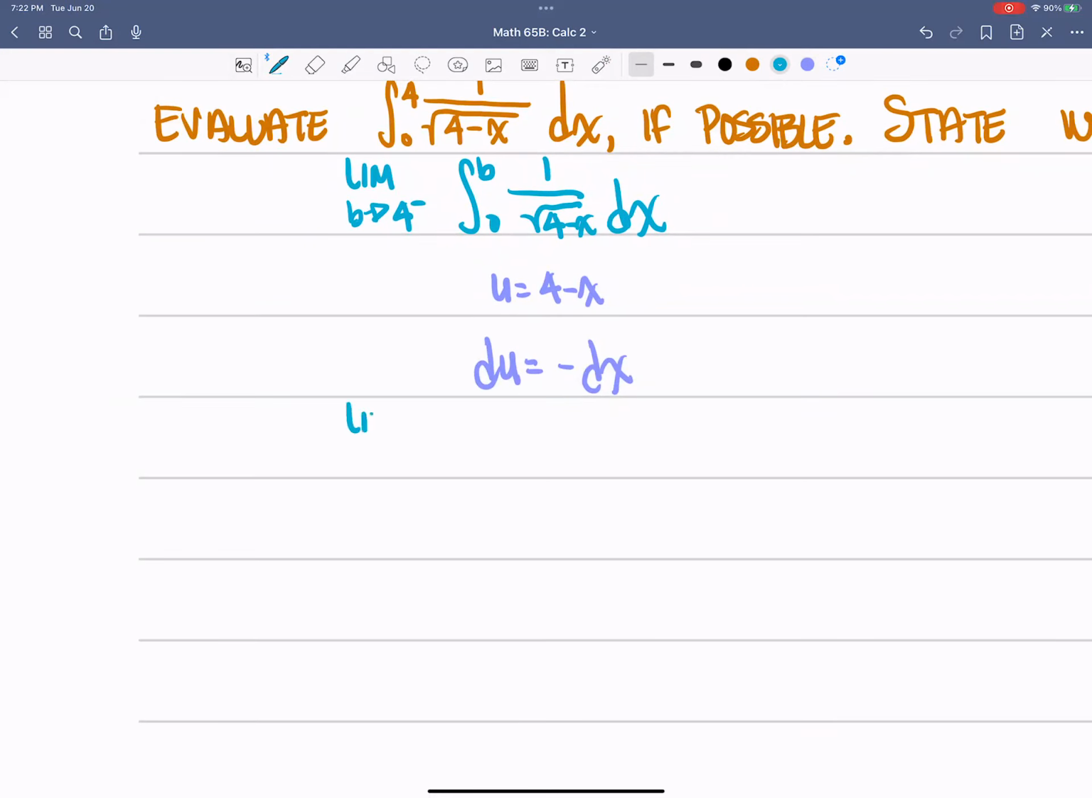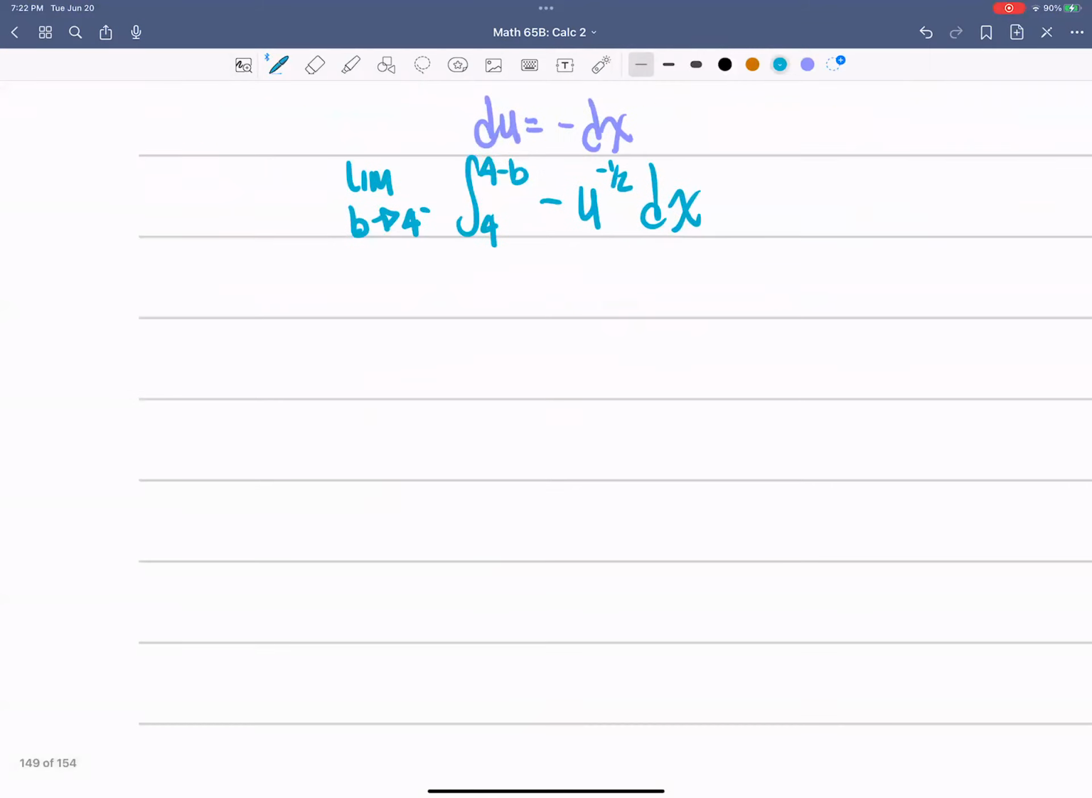So let's see. The limit as b approaches 4 from the left of the integral from 0, we could say that's 4, up to b, we could say that's 4 minus b. And we're integrating negative u to the negative 1 over 2 dx. So that's going to be negative times a negative, or a positive, 1 over 2 u to the 1 over 2, evaluated from 4 all the way to 4 minus b.